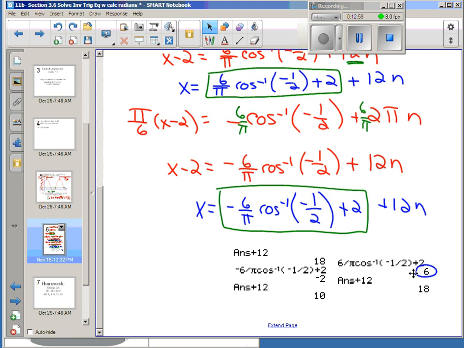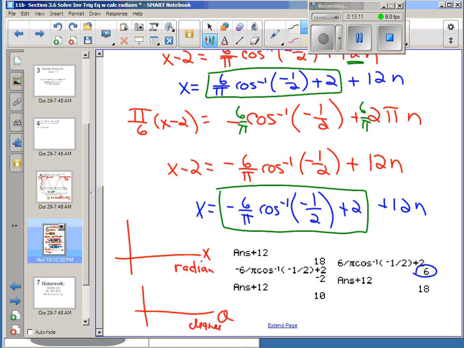Now you should be ready to try some of the mastery problems. And make sure you pay attention on your axis. So as you're looking at graphs, if there's an x, we want to be in radian mode. And if there's a theta, we want you to do everything in degree mode. So you should be good to go.